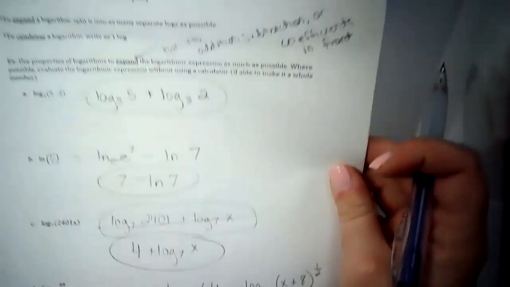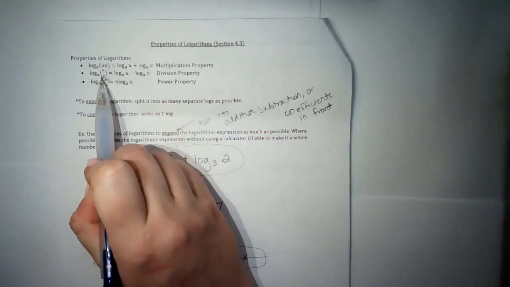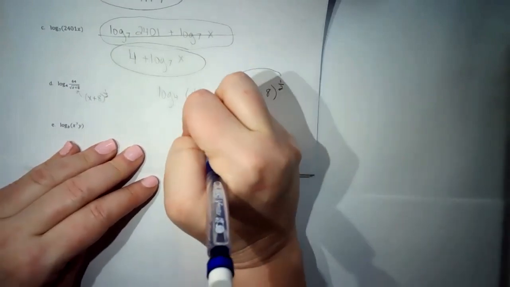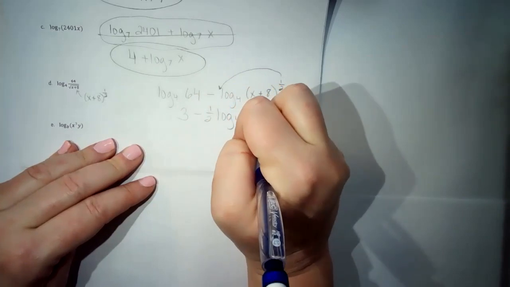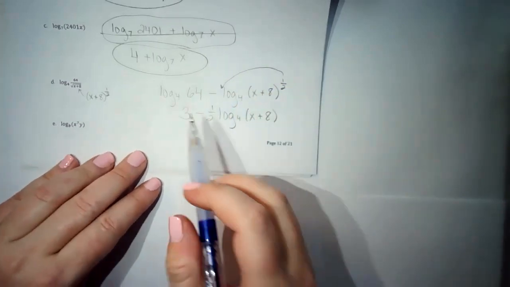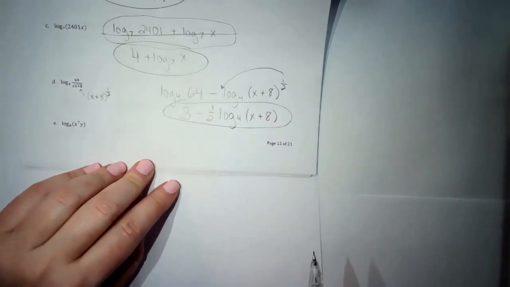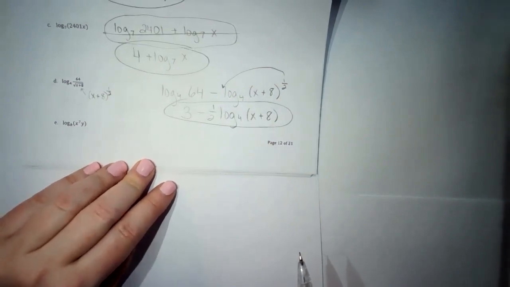make it a coefficient. Remember this last little property here? Whatever the exponent is going to go out in front as a coefficient when it comes to a log. So I'm going to take this exponent and put it right here: 1/2 log base 4 of x plus 8. And then I'm done. That's completely simplified. Sound good?